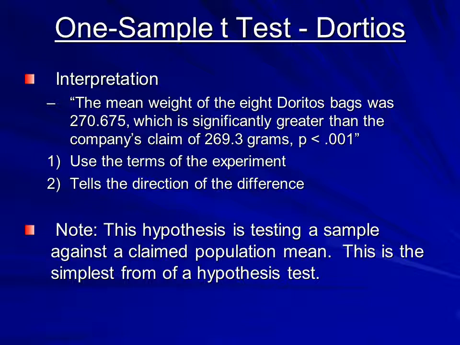You could say that the mean weight of the 8 Doritos bags was 270.675, which is significantly greater. It's going to tell me that it's greater, so you can tell me the direction, than the company's claim of 269.3 grams, p is less than 0.001. So the probability of getting that sample, 270, given that 269.3 is the correct average, is very, very improbable. So that's a very, very low probability, so it's less than 0.01.